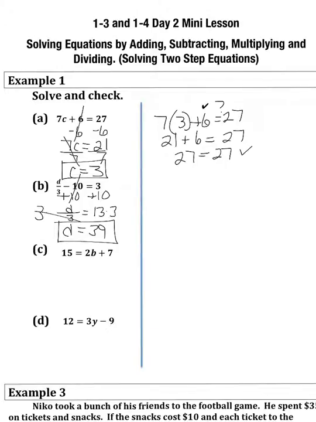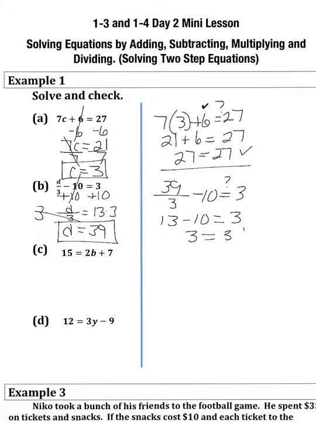For the check step then, we'll go through and substitute the 39 back in for d and write the rest of the problem. And then on the left, 39 divided by 3 I know is 13. And so now I have to ask myself, does 13 minus 10 equal 3? And we know, of course, that it does. And so that checks.